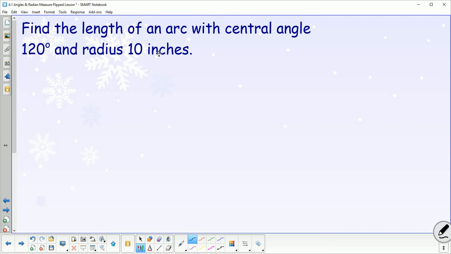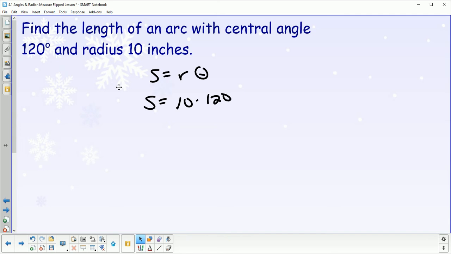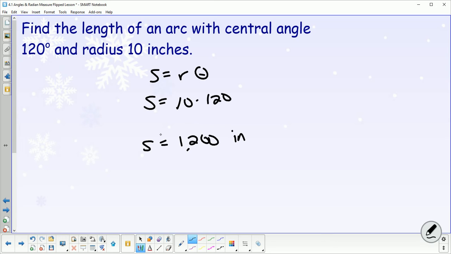So if we use this, remember S equals R times theta. If our radius is 10 and our central angle is 120 given to us in this problem, then our arc length would simply be multiplying those two, 1,200. Okay, and it's a length, so that's going to be 1,200 inches, don't forget. That would be our arc length.